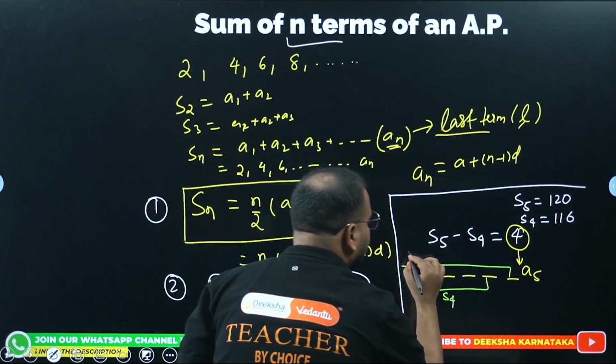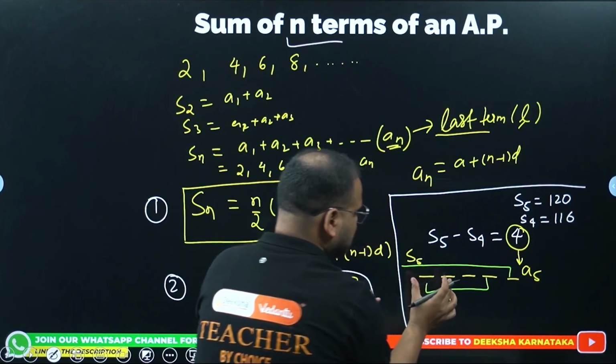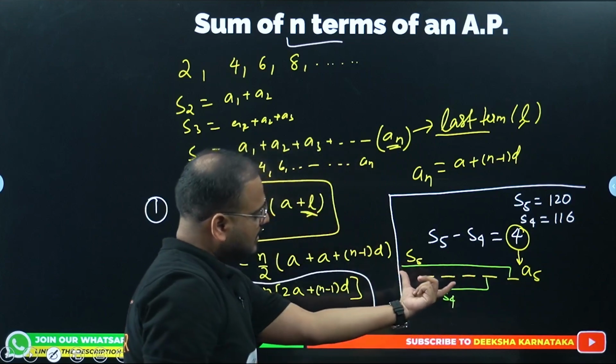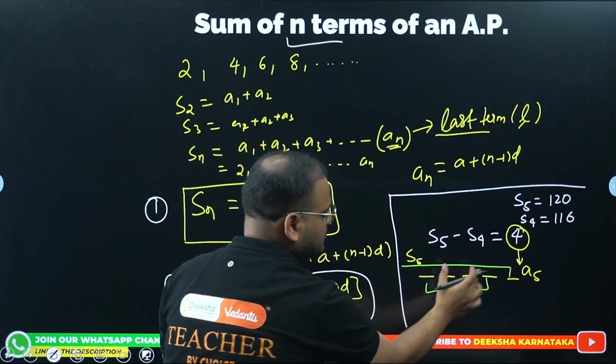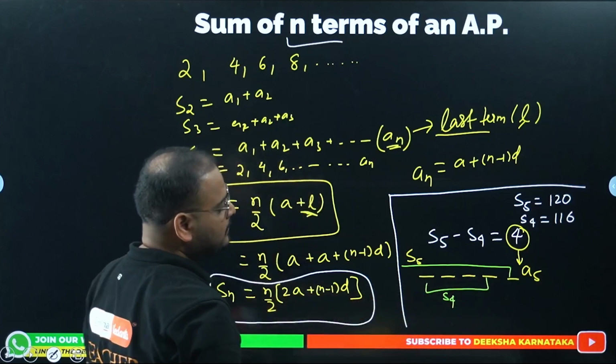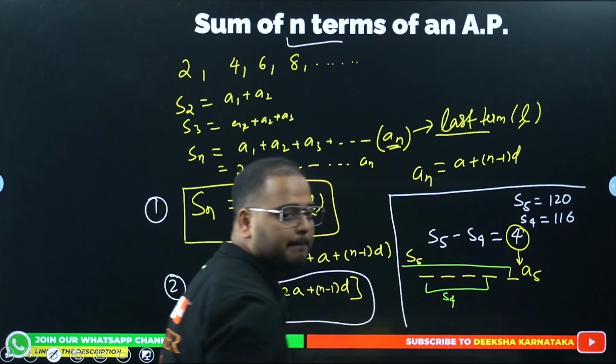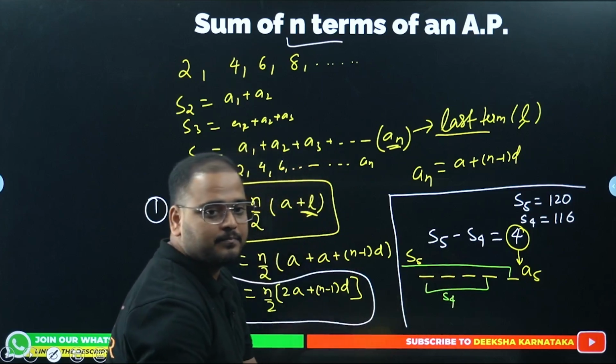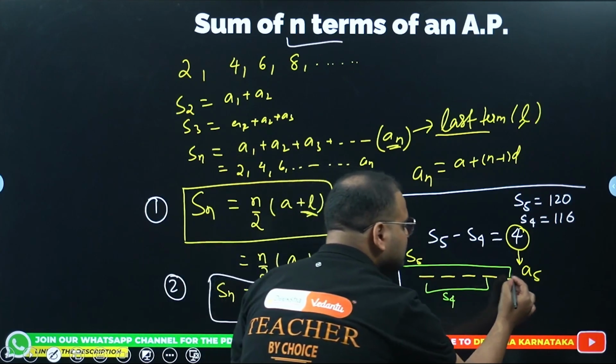Sum of 5 terms will mean this. Sum of all the 5 terms here will mean this part, and over here sum of 4 terms is this. If I subtract from the total sum the first 4 terms' sum, what is left? The last term only, no?